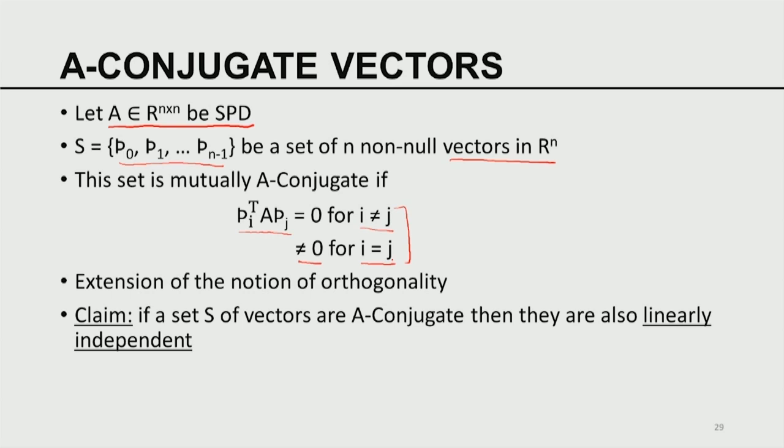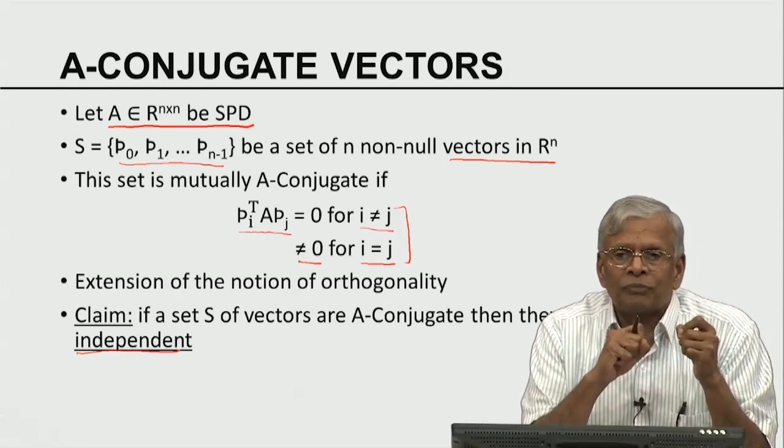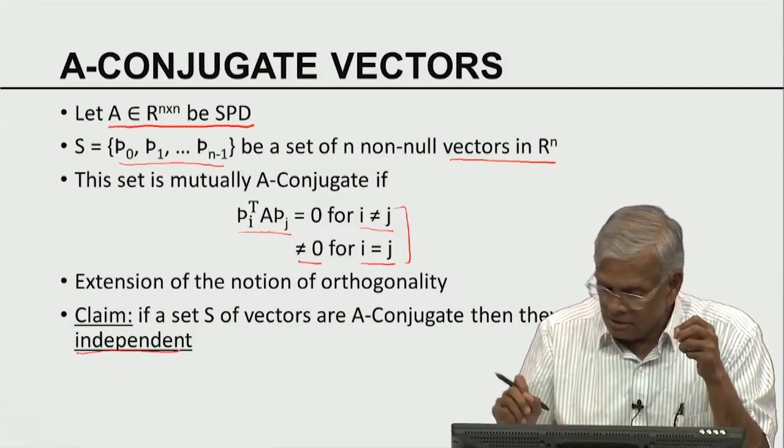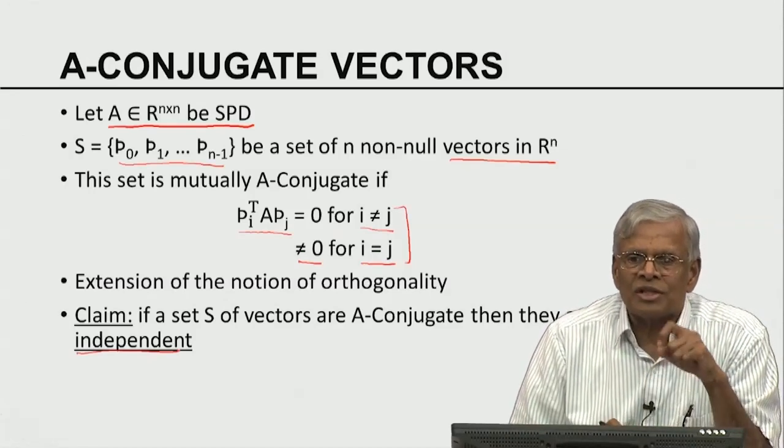We are going to state our first result. The first result is as follows. If a set of vectors S, namely P0, P1, P2, Pn minus 1, if they are linearly independent, we know they form a basis. So, linear independence of vectors is a fundamental property. What is important here is that if you have a set of vectors that are known to be A conjugate, they are immediately linearly independent as well. That means A conjugacy implies linear independence.